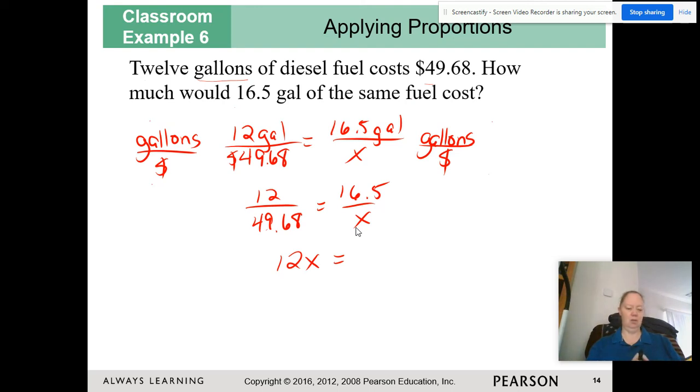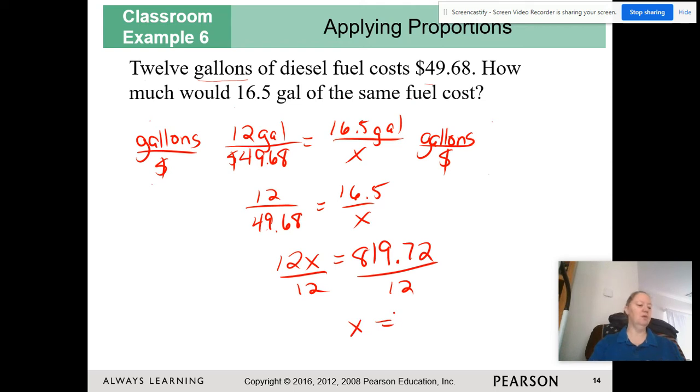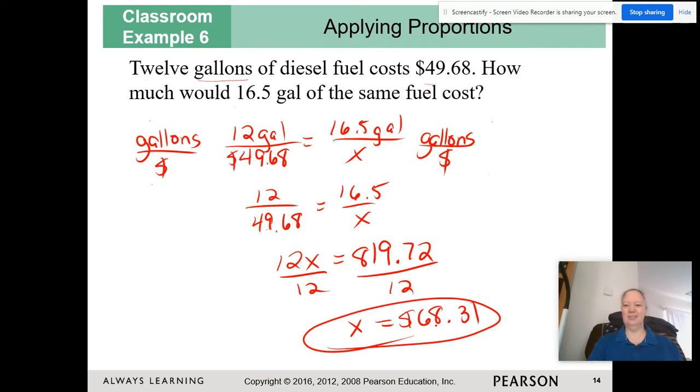times 49.68. It would help if I could type it in correctly. All right, we get 792.88, and we're going to divide by our 12, and we get 66.07. All right, this is probably one of the easiest word problems you're going to do in this class.